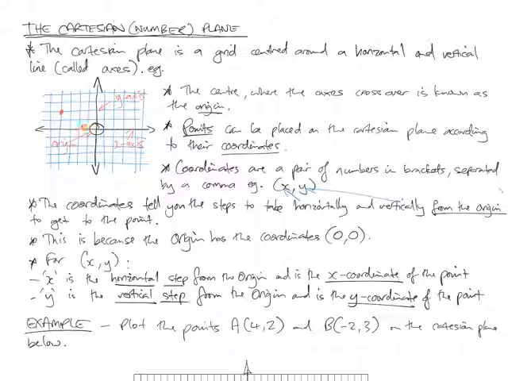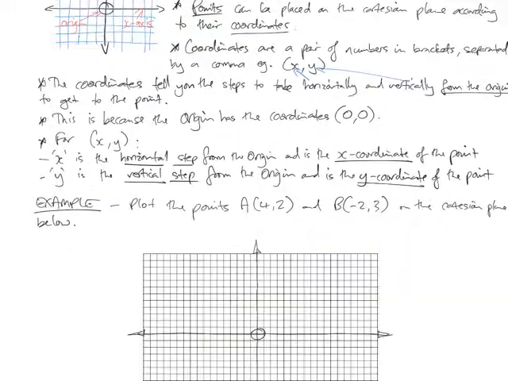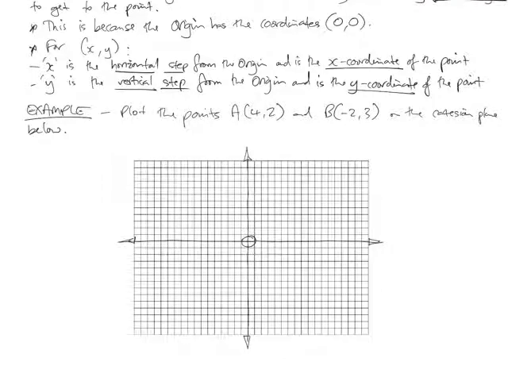Well, I've had to go left, which is in the negative direction, 1, 2, 3, 4, and I've had to go up in the positive direction twice. So this is going to have the coordinates of -4, 2, because I went horizontally to the left, which is in the negative direction horizontally, and it went up 2, so it's in the positive direction. So that's an example of how you find the coordinates. Formally, x is the horizontal step from the origin, and we call that the x-coordinate of the point. Y is the vertical step from the origin, and that's the y-coordinate of the point.